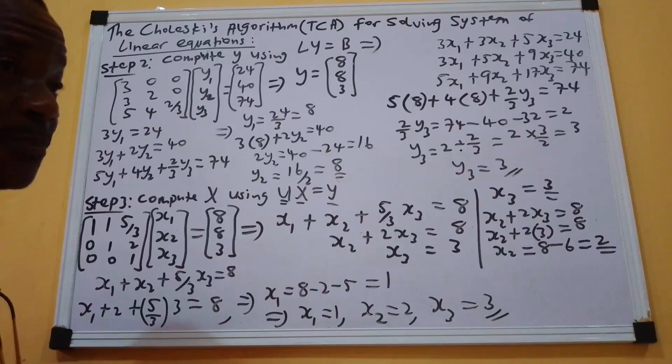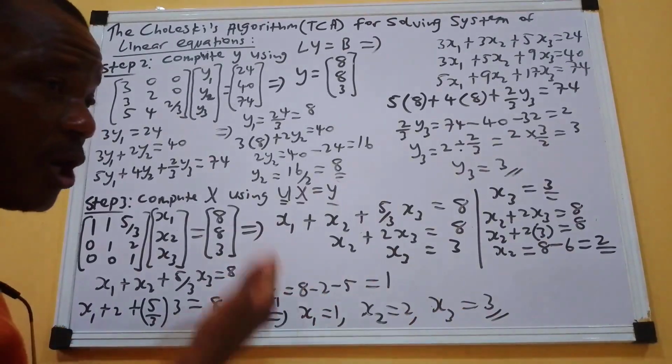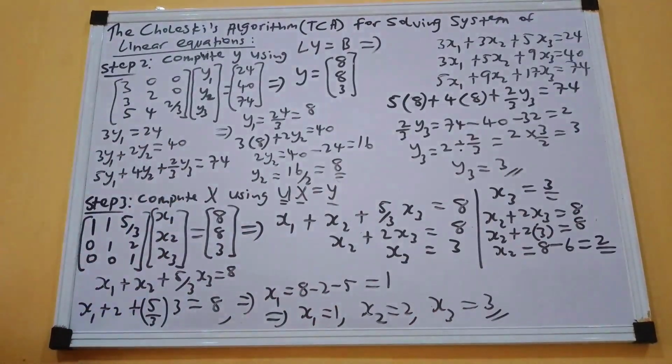We used the Gaussian elimination method, we got the same result. We used the simple elimination method, we got the same result. We used the simple substitution method, we got the same result. We used Cramer's rule, we also got the same result. Today we have used the Choleski's algorithm, and you can see that we have arrived at the same result. Beloved, this is quite interesting. Go through the video again, watch the method carefully, and see how the results have been generated.